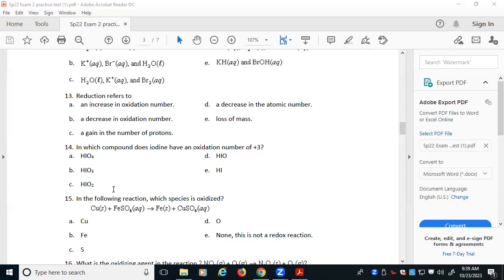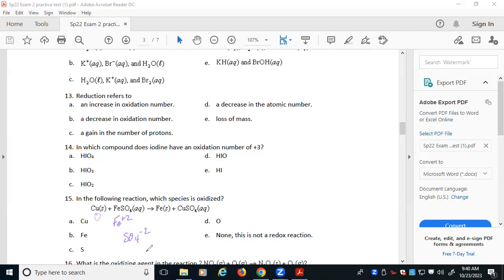So for a question like number 15, how do I know which species is oxidized? I have to assign oxidation numbers. So I would have to look at this and say, okay, this copper is a 0 because it is completely by itself. For the iron sulfate here, I've got the iron ion, iron 2+, and the sulfate ion.